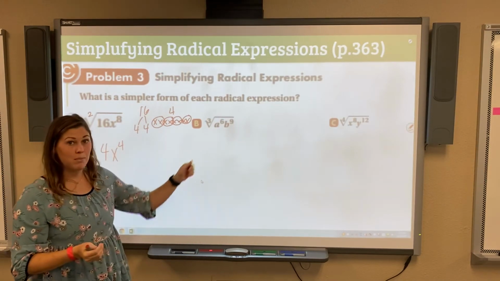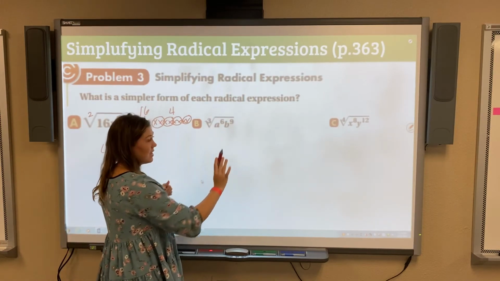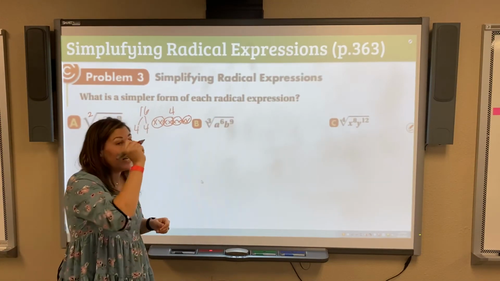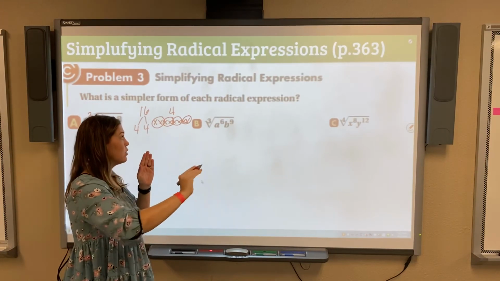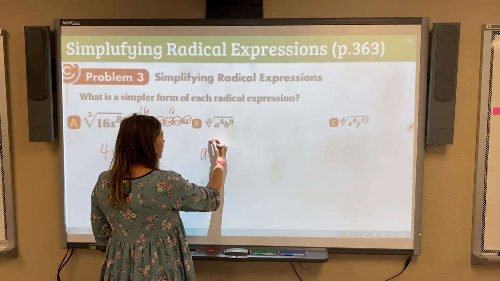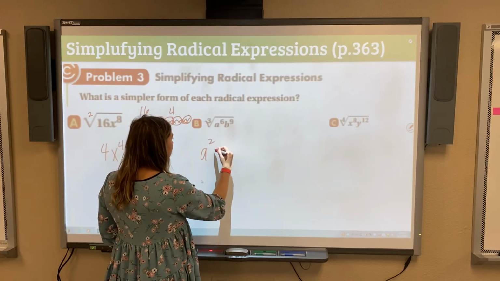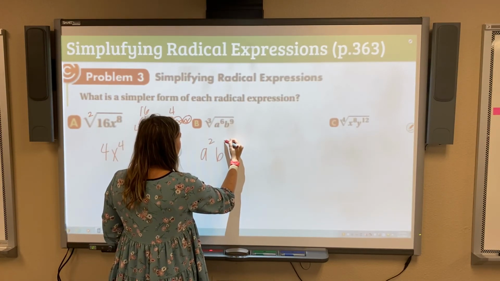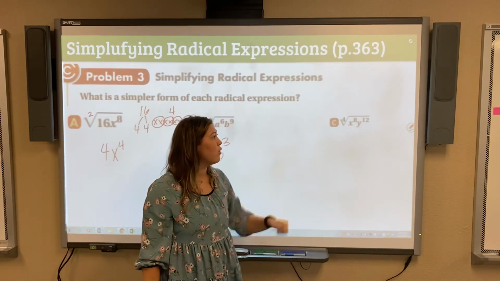Okay, so let's look at b. So we have the cube root of a to the 6th and b to the 9th. So instead of writing a 6 times, writing b 9 times, and then circling the trios, we could just take 6 divided by 3 is 2, so that would be a to the 2nd power. And then 9 divided by 3 is 3, so that would be b to the 3rd power. Easy as that.